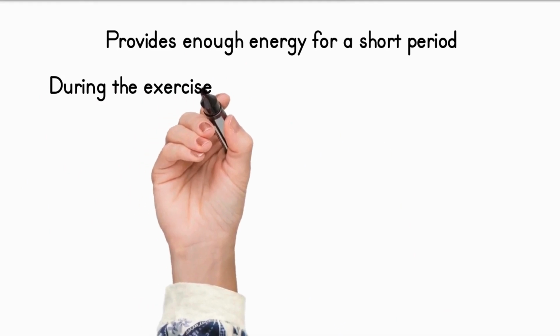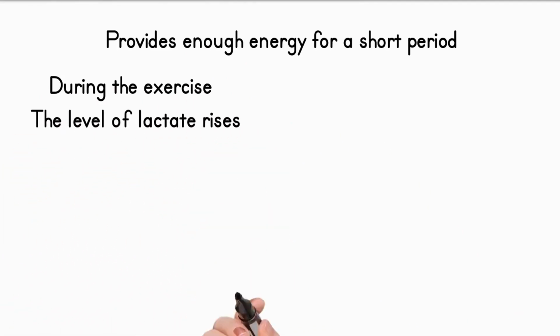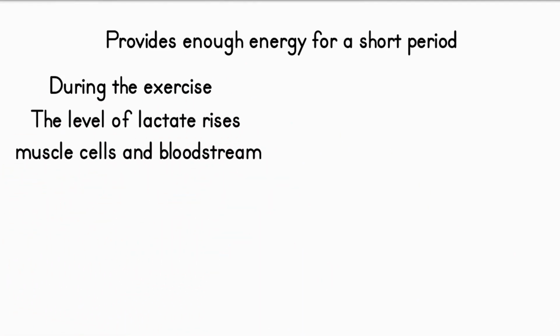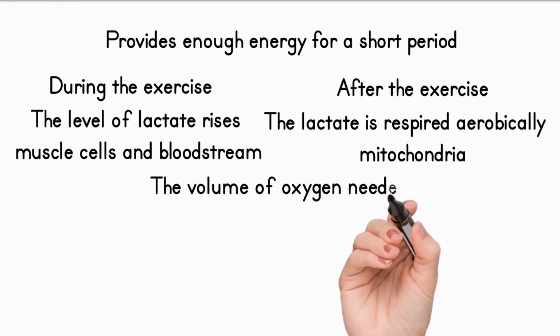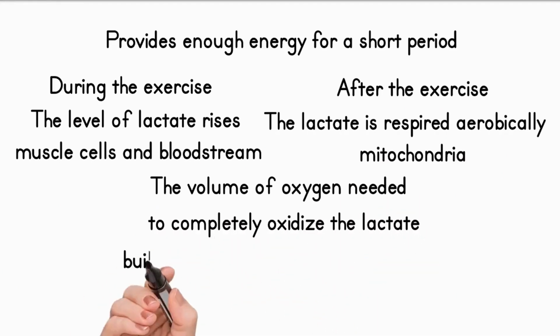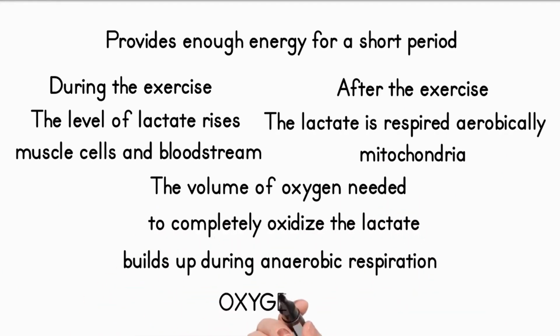During the exercise, the level of lactate rises in the muscle cells and bloodstream. After the exercise, the lactate is respired aerobically in the mitochondria. The volume of oxygen needed to completely oxidize the lactate that builds up in the body during anaerobic respiration is called the oxygen debt.